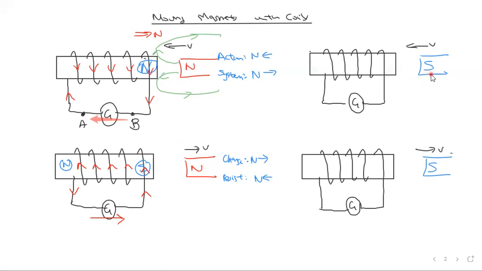Applying very similar logic here, if we've got the South Pole moving in, what we would want to do is oppose it, we would repel it with a South Pole. If you need a South Pole on the right, that means you would need a North Pole on the left. And if you have a North Pole on the left, you will use, again, your right-hand grip rule to confirm that your current would indeed flow this way.